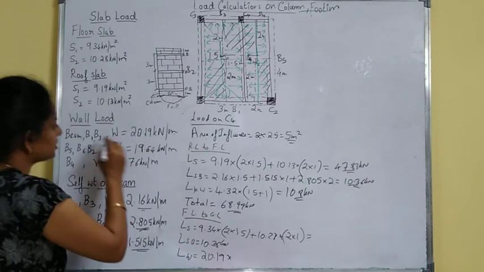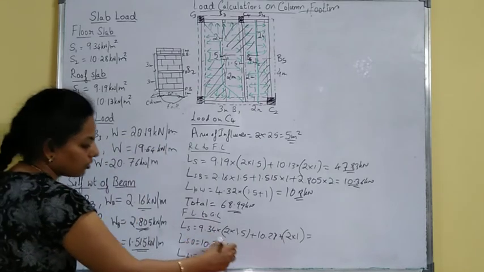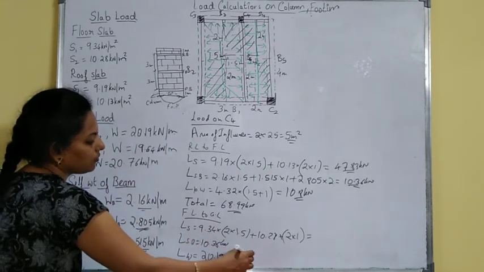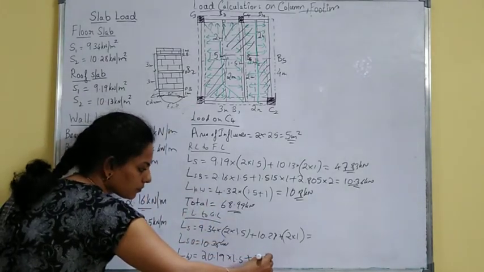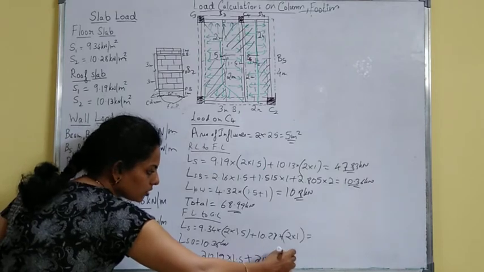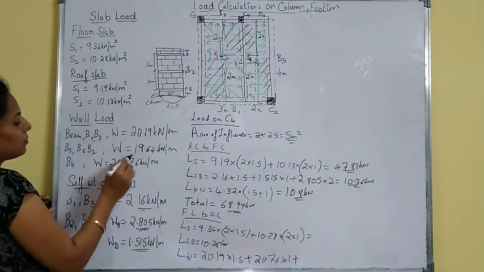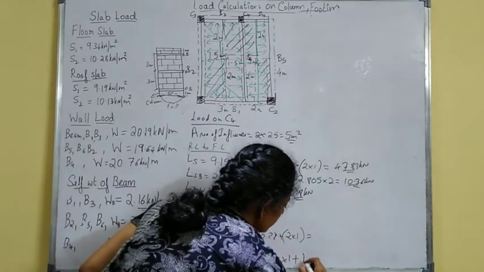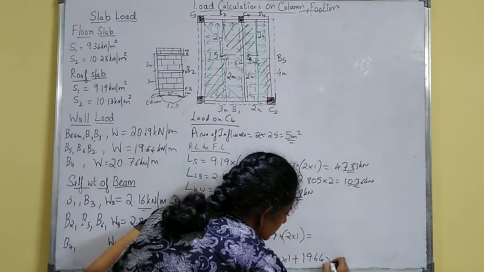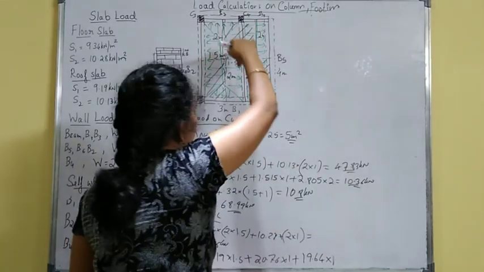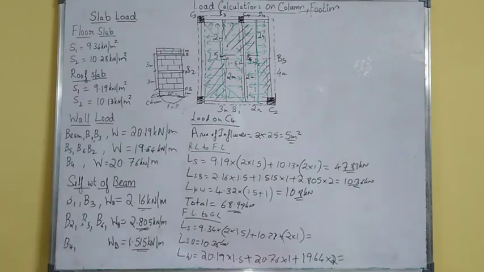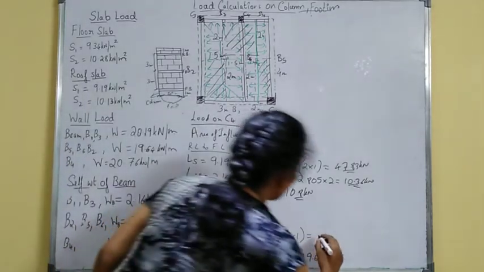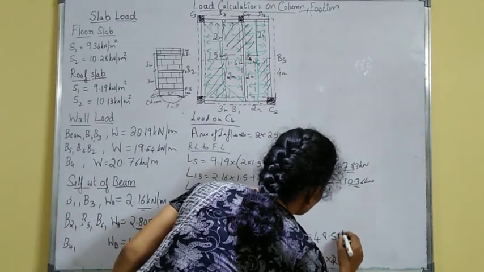Here you have to consider wall size, that is for this B3 you have 20.19 into distance is 1.5 plus B4 you have 20.76 into distance is 1. Next for B6 you have 19.64 into distance is how much? B6 is 2 meter. Okay, calculate. So you have 48.58 kilonewton.